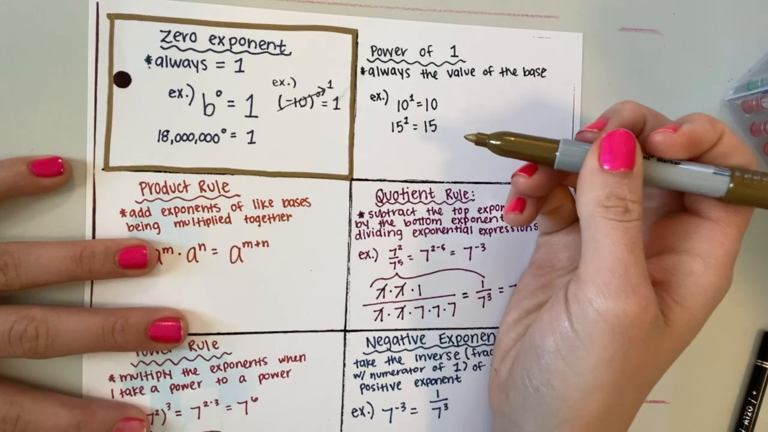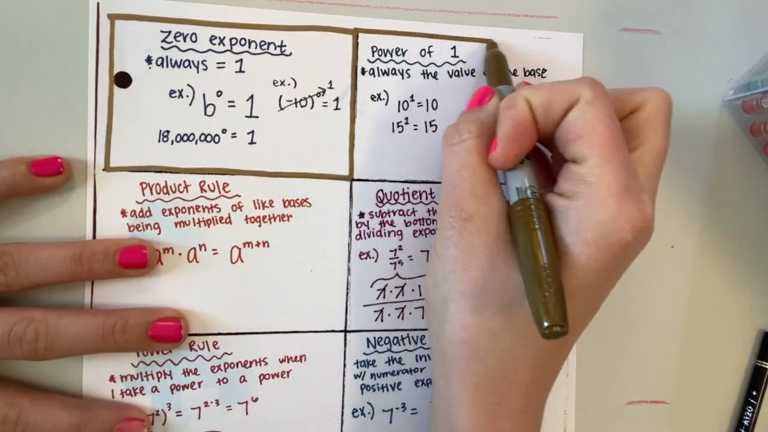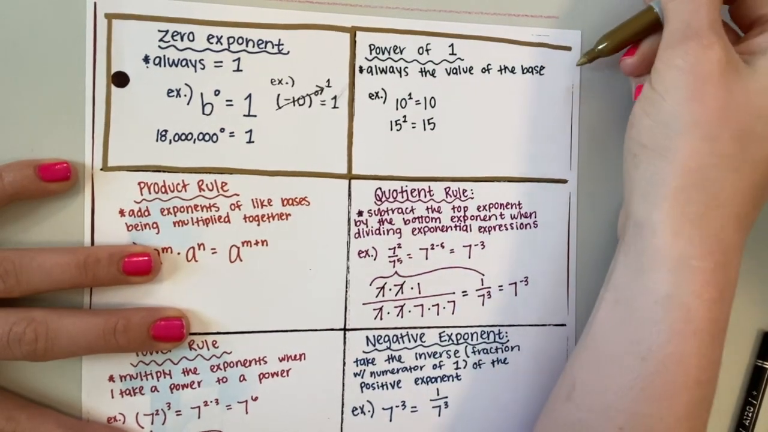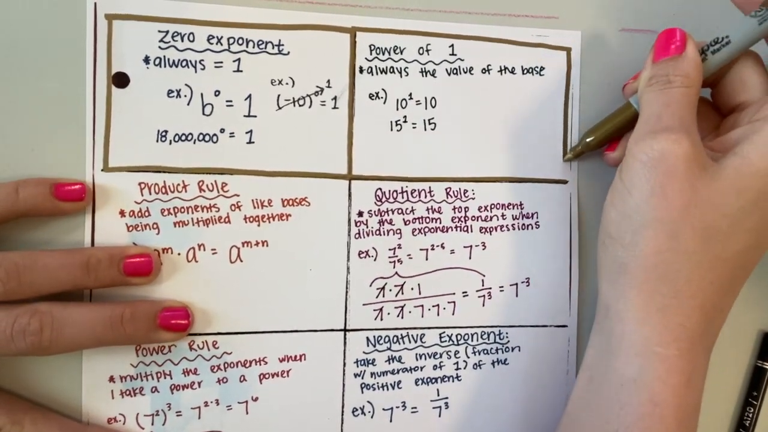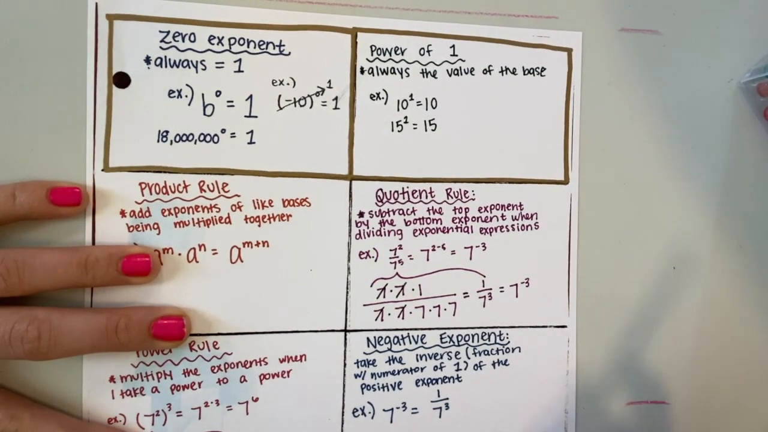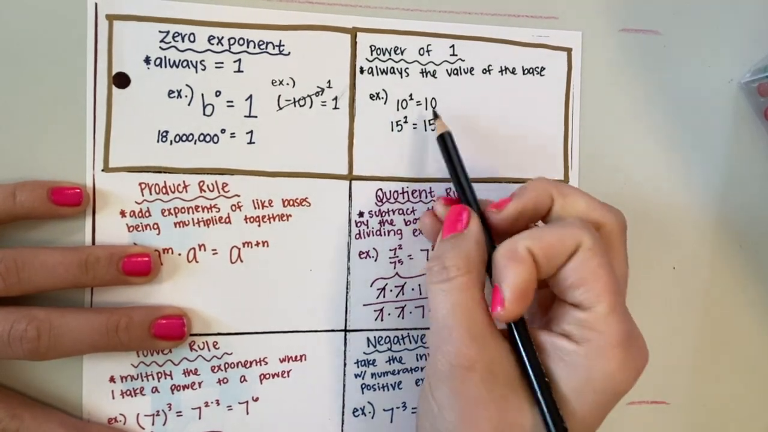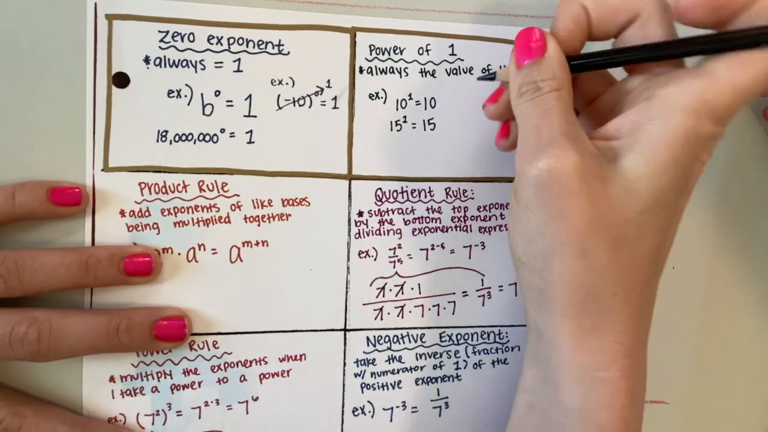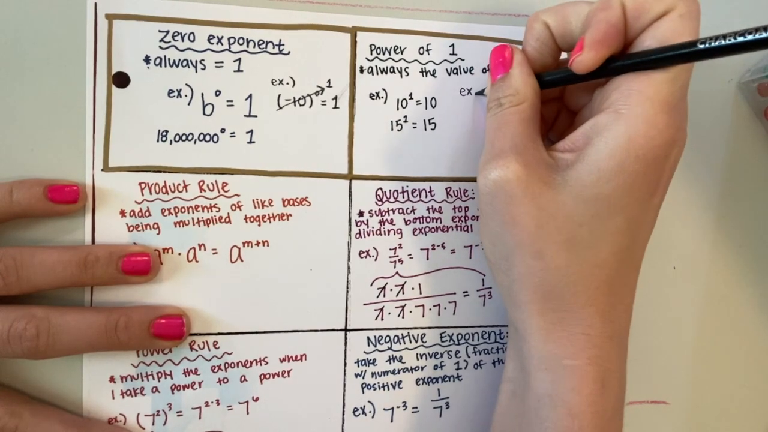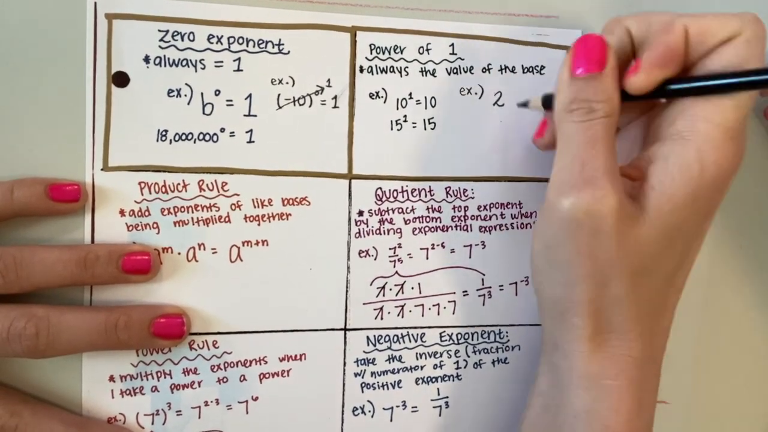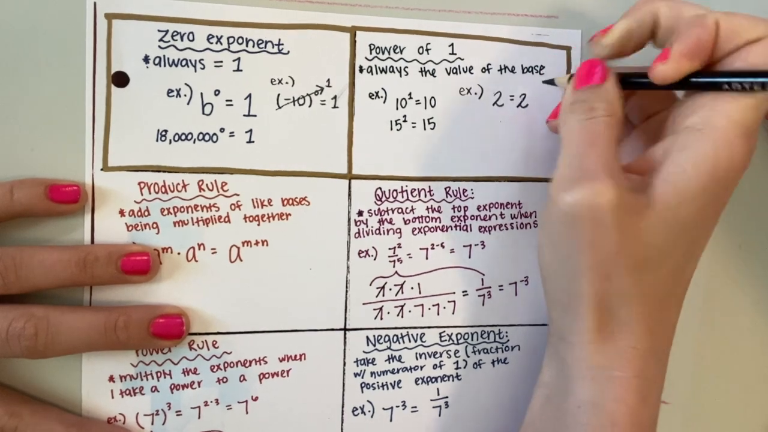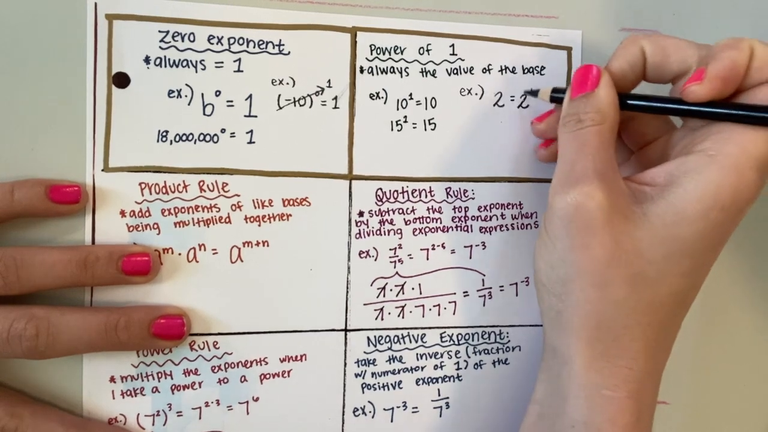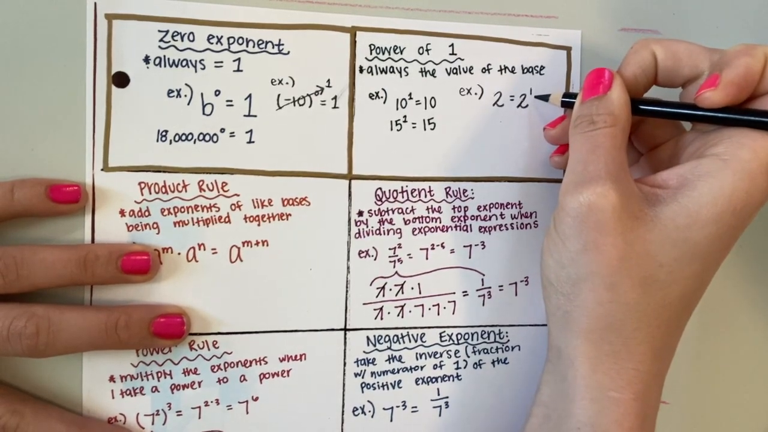Another one that we need to have memorized is just the power of 1. So kind of like when we first learned fractions, and we know that a whole number has an invisible denominator of 1, we know that a whole number has an invisible exponent of 1. So pretend I have the number 2. That's the same thing as writing 2 to the power of 1. If there's no exponent there, then you know the exponent is 1.